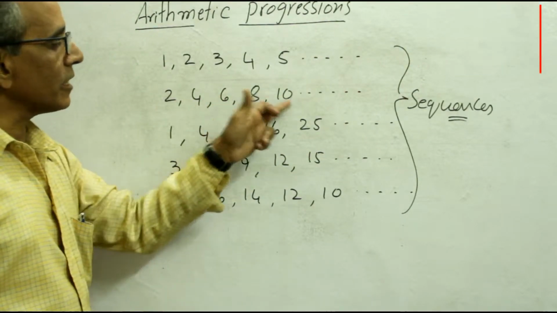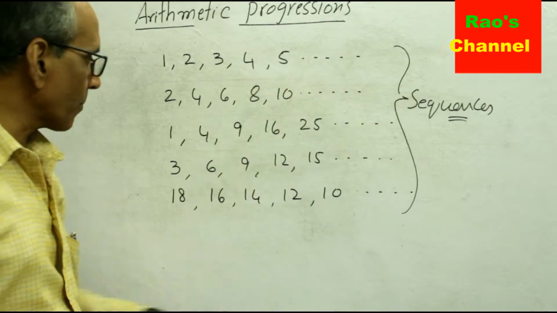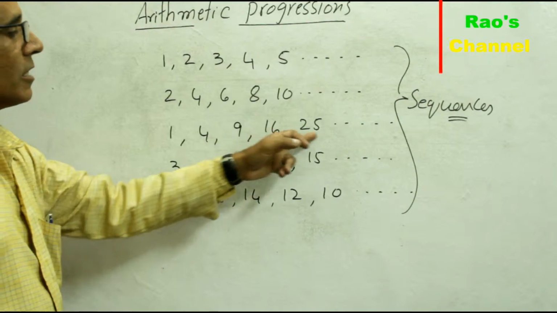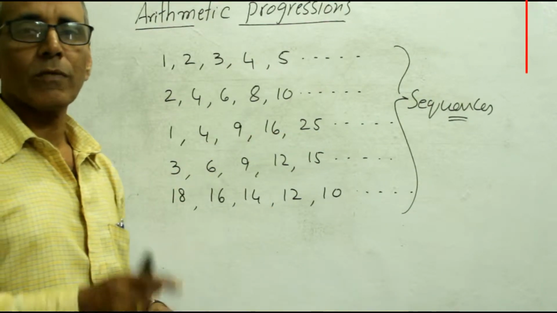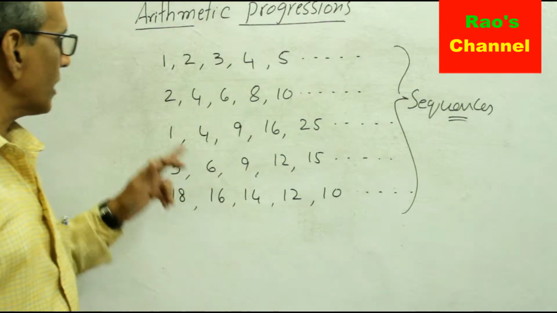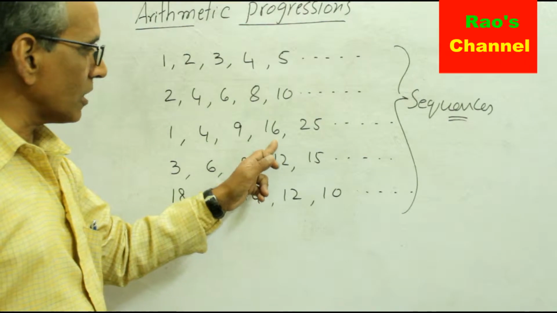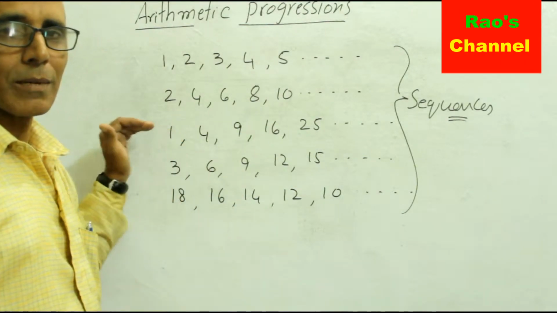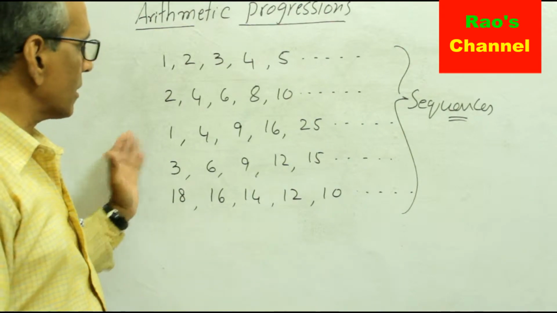2, 4, 6, 8, 10. These are the even natural numbers. By adding 2 always, I get the next even number. And 1, 4, 9, 16, 25. These are the squares of the natural numbers. Natural numbers we know are 1, 2, 3, 4, 5. 1 square is 1, 2 square is 4, 3 square 9, 4 square 16, 5 square 25. Here also the numbers in the pattern follow a particular rule, that is squares.